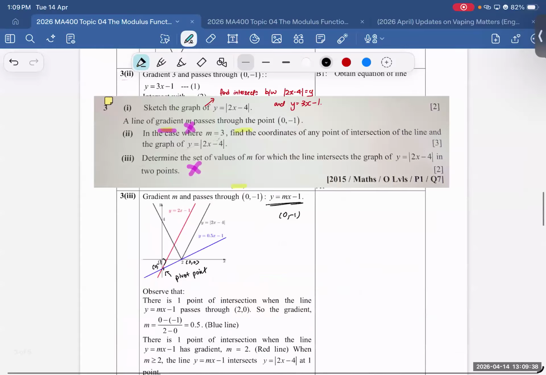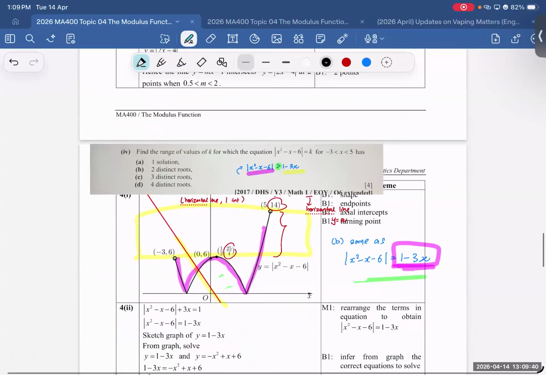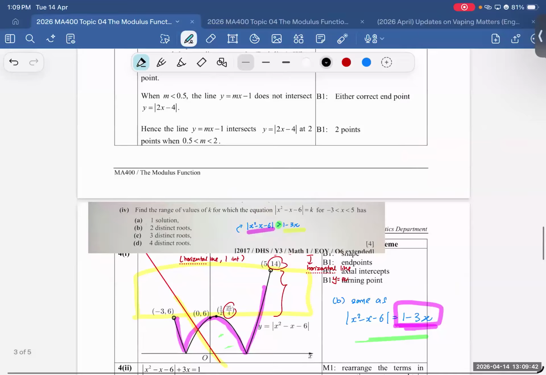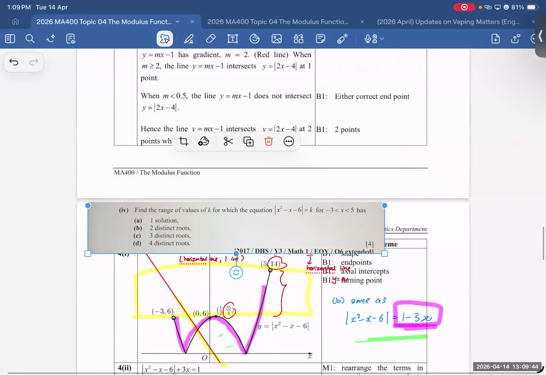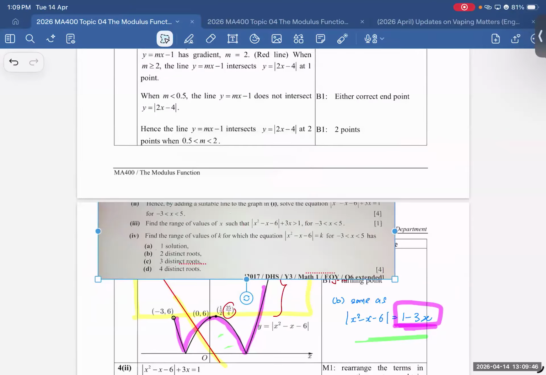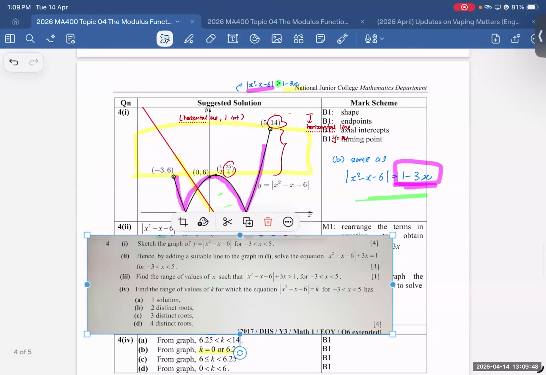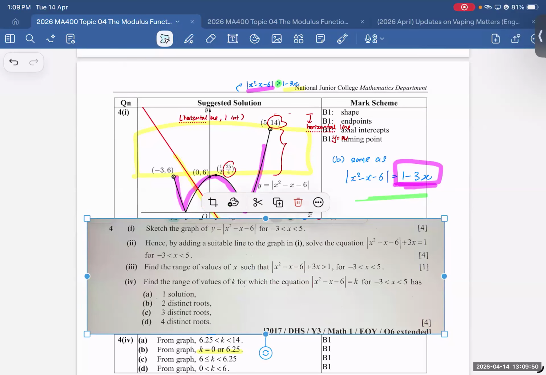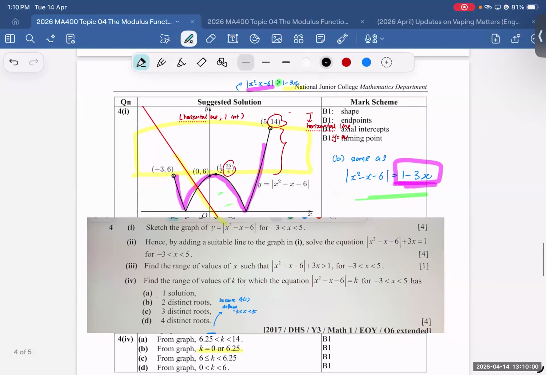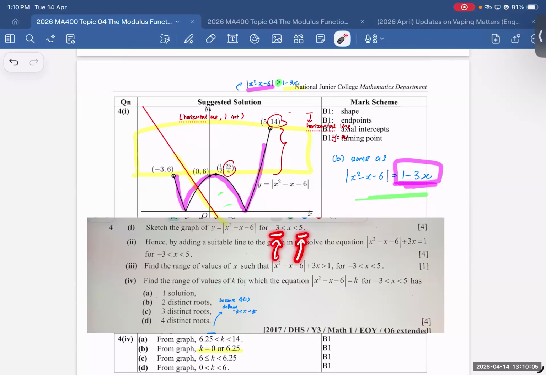So now, question 4. Can I go through question 4? Okay, question 4 again. What do you see here? Negative 3 and 5, they are endpoints. Can you see the endpoints?